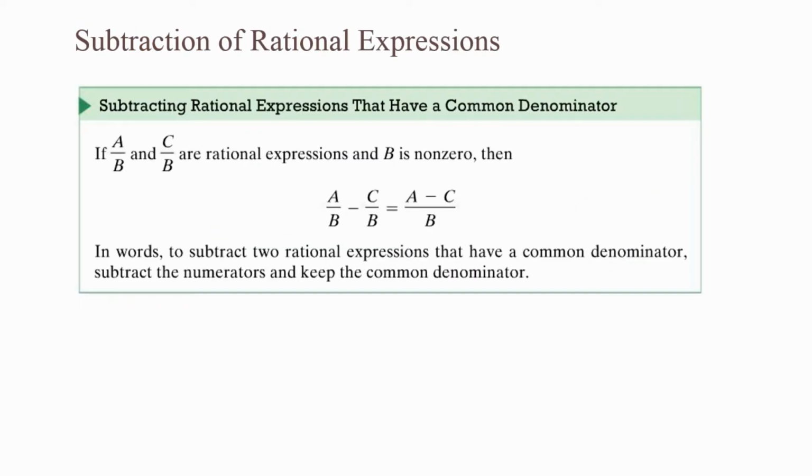Subtraction of rational expressions. Subtracting rational expressions that have a common denominator. If a divided by b and c divided by b are rational expressions and b is non-zero, then a divided by b minus c divided by b equals a minus c divided by b. In words, to subtract two rational expressions that have a common denominator, subtract the numerators and keep the common denominator.